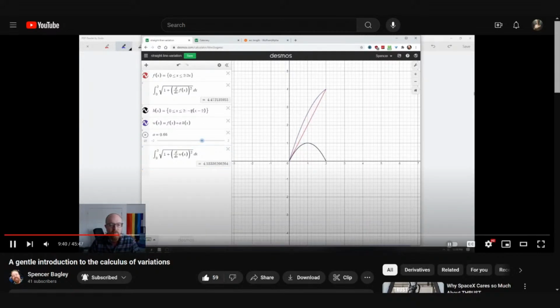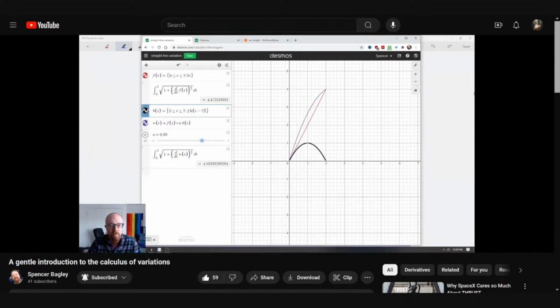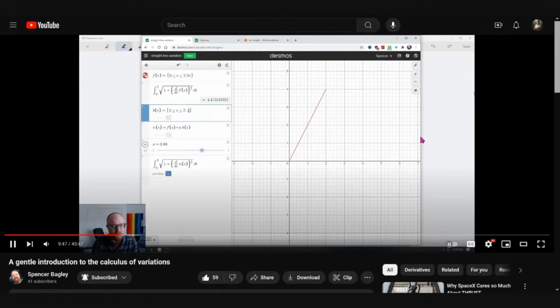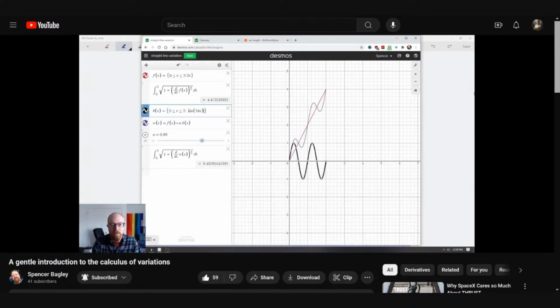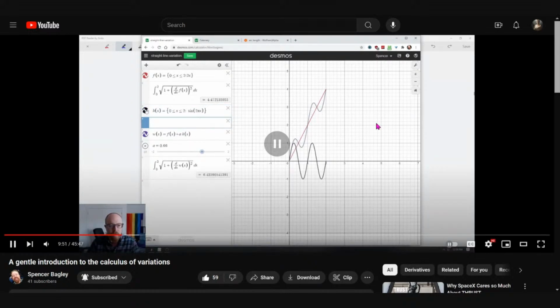What's neat about this setup is that I could use different functions for h of x. Like here's a wigglier one. How about the sine of 2 pi x? All right, well, so now. So the sine of 2 pi x, it has to conform to being 0 at the end points, which are 0 and 2, because the original function, we're looking at it from 0 to 2. So it adheres, it conforms to the requirement.